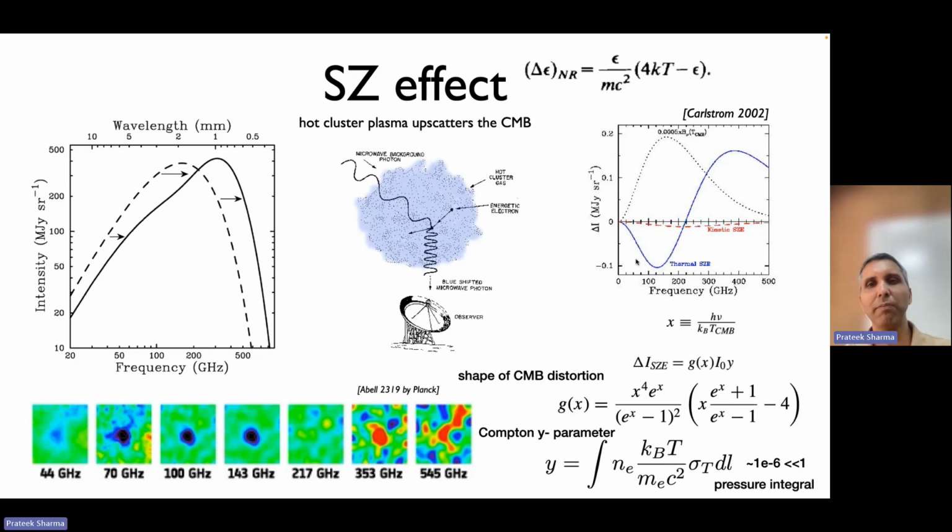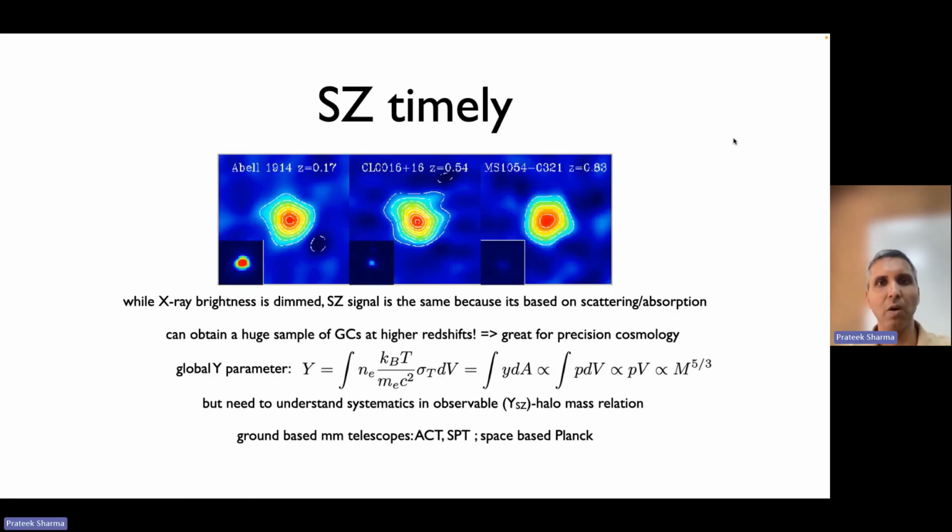Okay, so most importantly, it's the thermal SZ effect which is easiest to measure. Here is a demonstration of the power of this SZ effect. The X-ray brightness is dimmed, but the SZ signal is the same, because it's based on scattering or absorption.